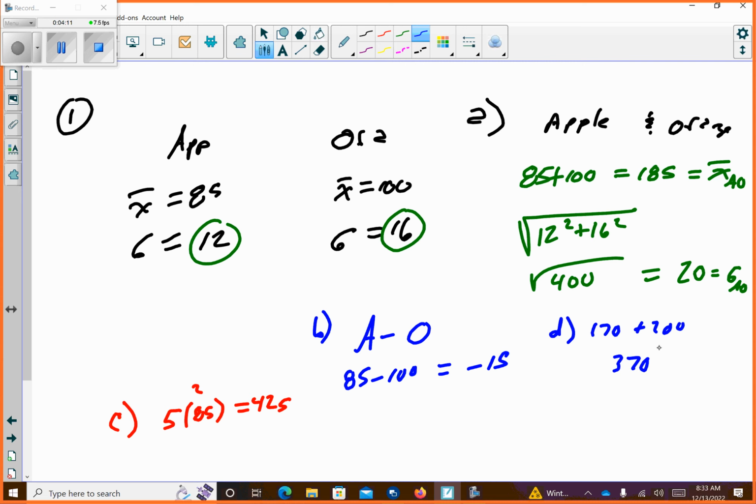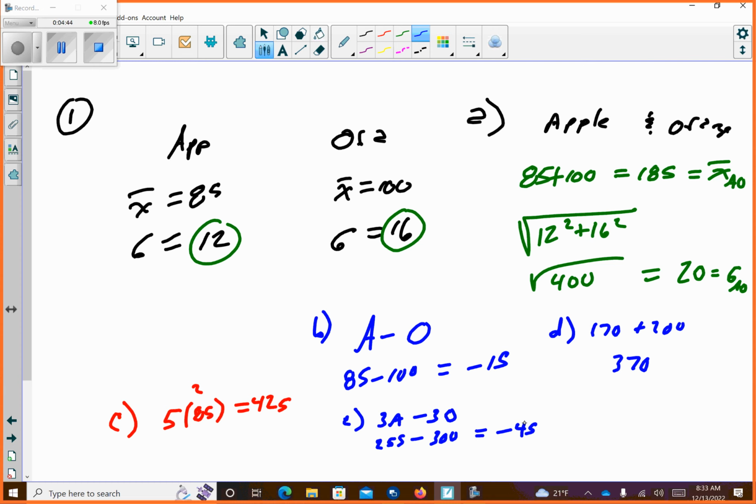And then find the difference in weight between a bag of 3 apples and a bag of 3 oranges. Okay, so letter E, 3 apples minus 3 oranges. So 3 apples, 255, minus 300, which gives me negative 45. Okay, that's basically all you have to do on that one.